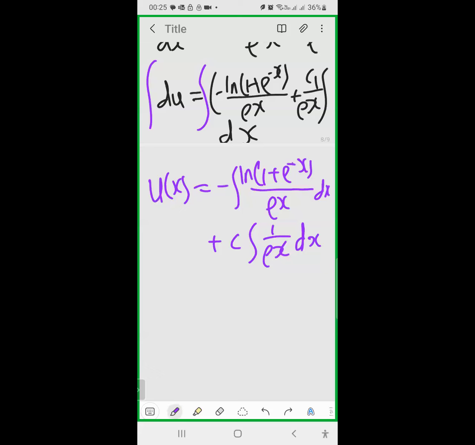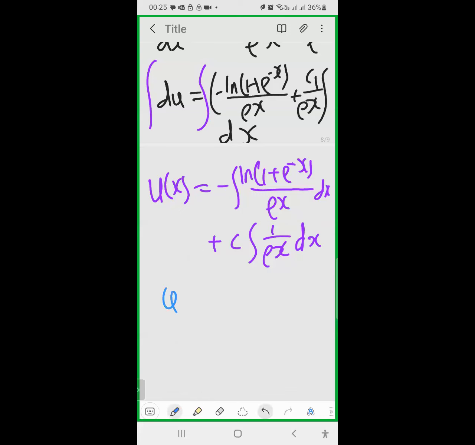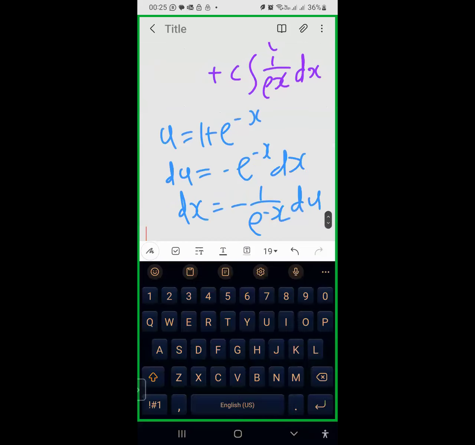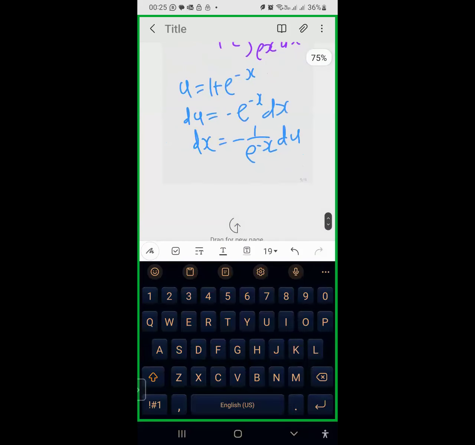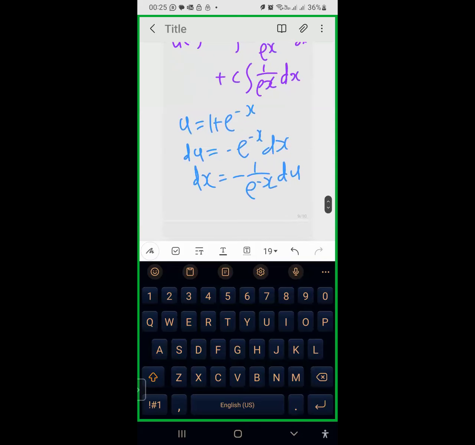We're going to use the u substitution. We're going to let u be equal to 1 plus e to the power minus x. Therefore, du will be equal to minus e to the power minus x dx. Hence, dx will be equal to minus 1 over e to the power minus x du. So let's go and do our substitution.